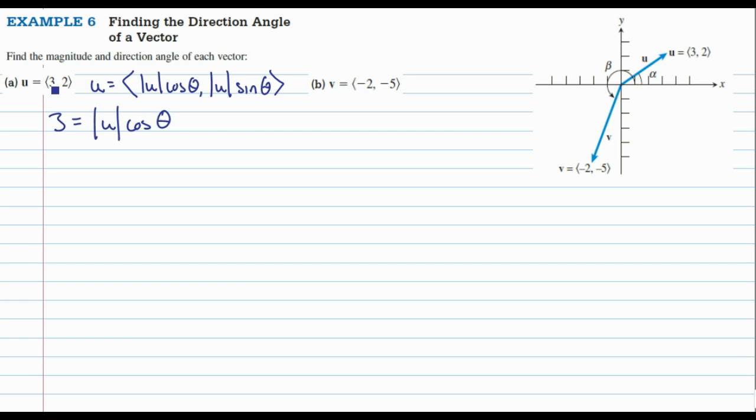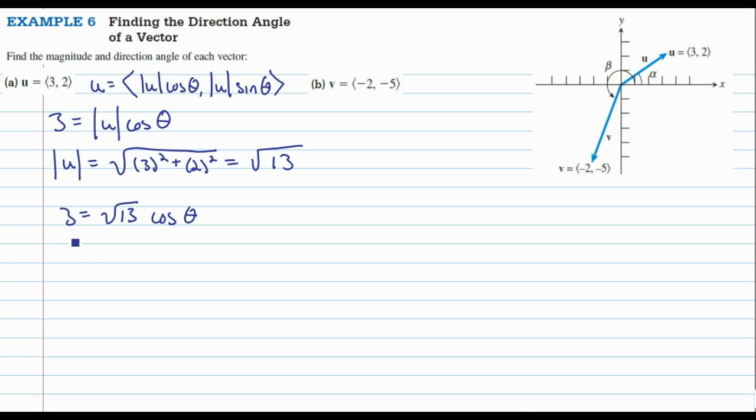So my goal is to solve this equation, since the x coordinate of the u vector would equal the magnitude of u times the cosine of theta. So I've got to find the magnitude of u, and now I can solve for theta by dividing by square root 13 and using the inverse cosine.